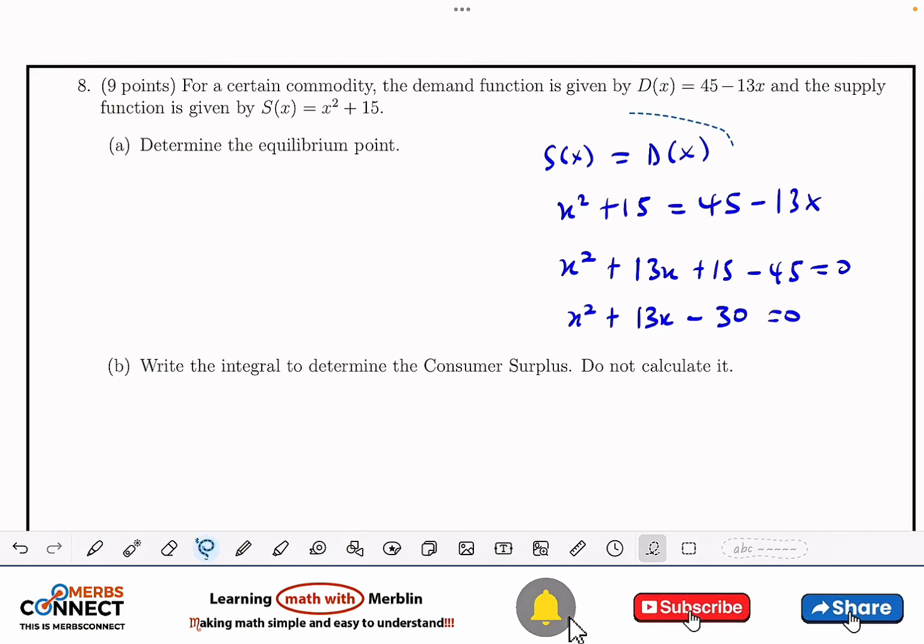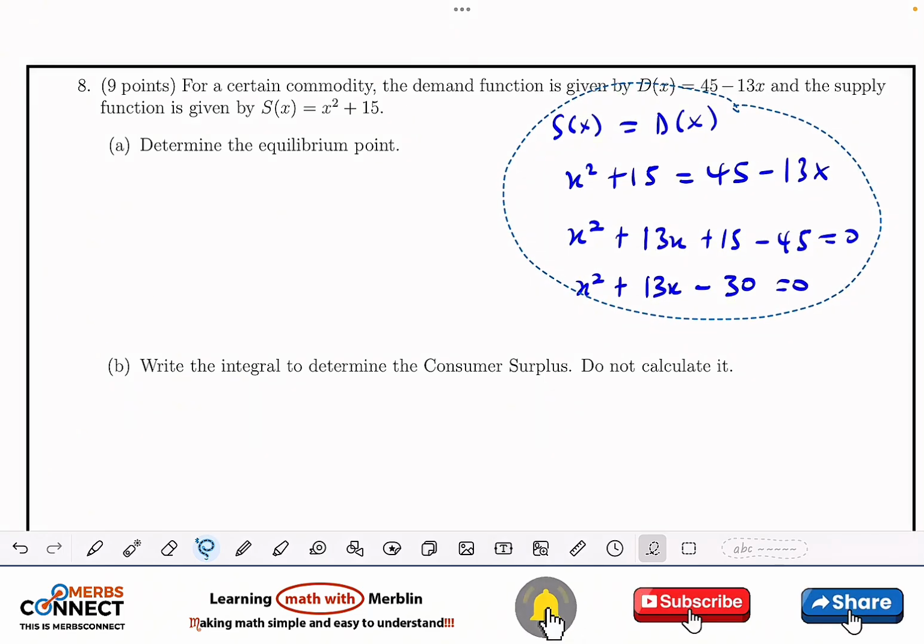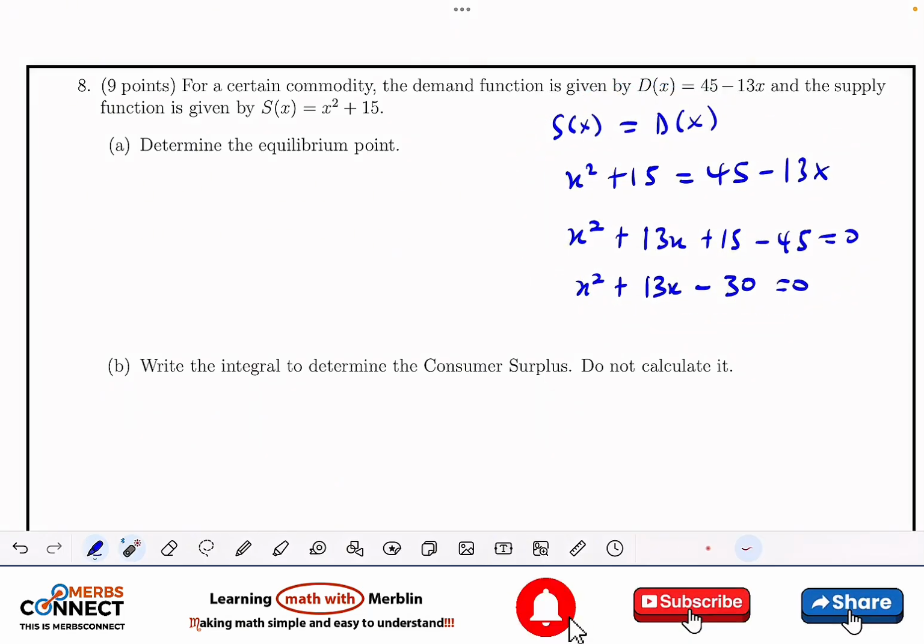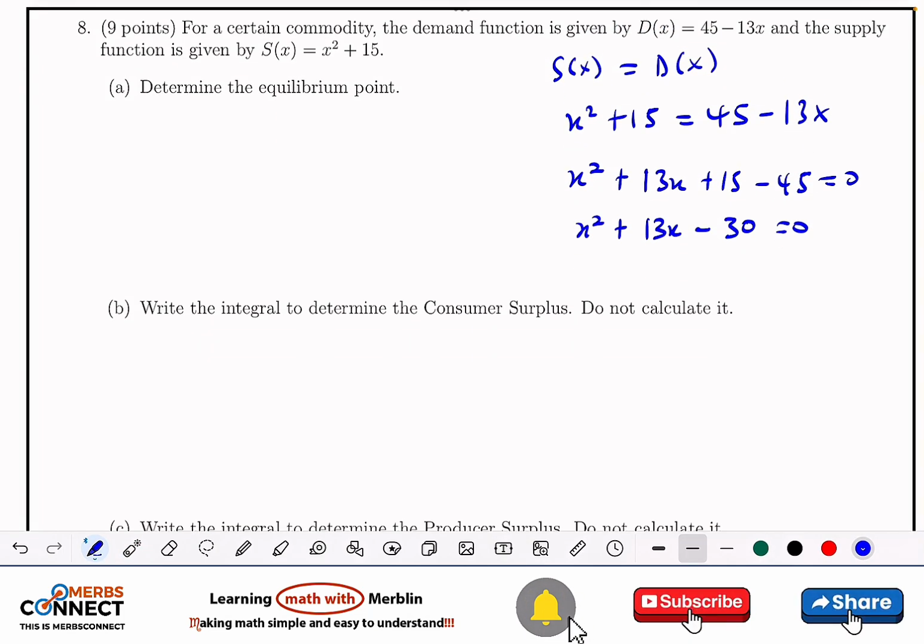So this is what we've gotten now. So now let's try and figure out the x values. I'll continue from this space. So this is the same as x squared plus two values that when I multiply I'll get 30, but when I add I get 13, can be 15 and 2, right?